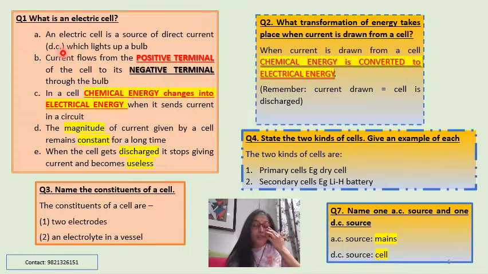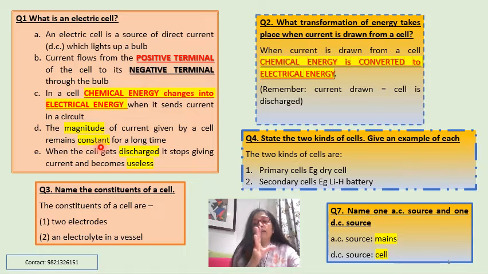What is an electric cell? An electric cell is a source of direct current, DC, which lights up a bulb. Current flows from the positive terminal of the cell to its negative terminal through a bulb. In a cell, chemical energy changes into electrical energy when it sends current in a circuit. When the current is in the circuit, the chemical energy of the cell is converted to electrical energy and the bulb lights up.